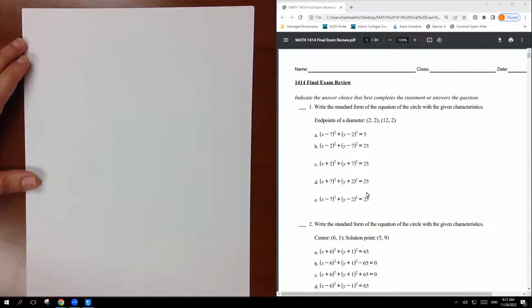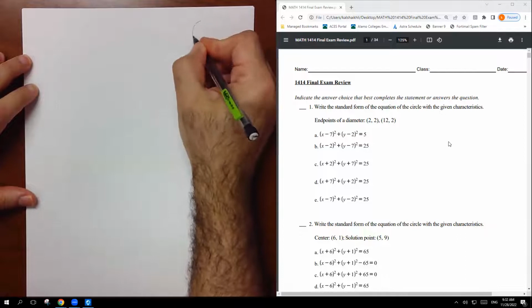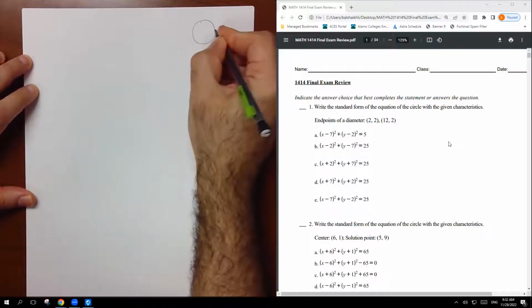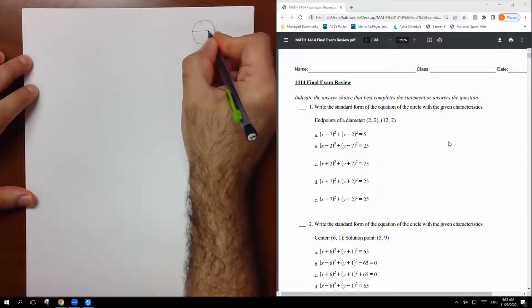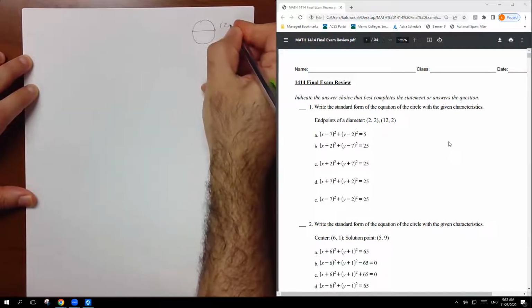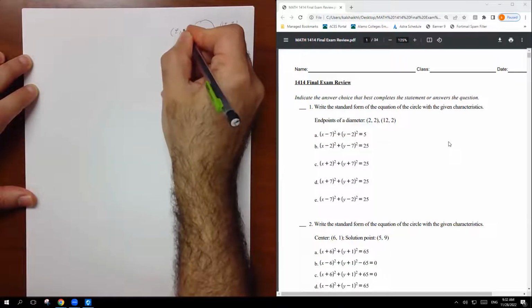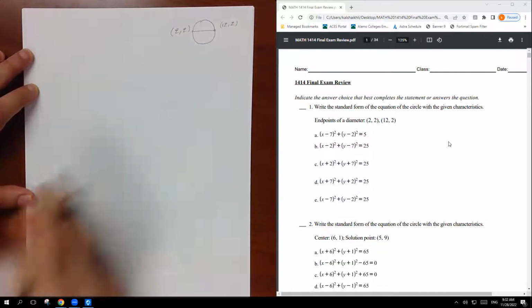Let's start with the review for the final test. So the first example: write the standard formula equation of the circle with the given characteristics. The endpoints of the diameter are (2, 2) and (12, 2). So we have a circle with endpoints; here's the diameter. We have (12, 2), and the second point is (2, 2). So these are the endpoints.